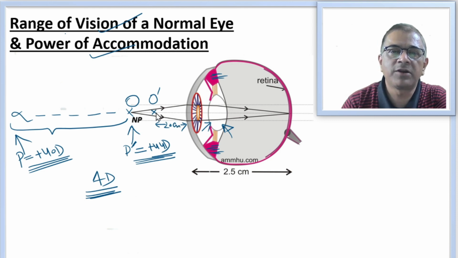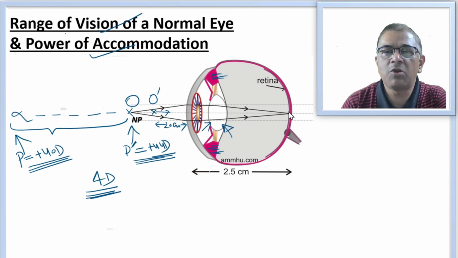If the object is brought further closer towards the eye, image will not be formed at the retina and we will not be able to see the object.